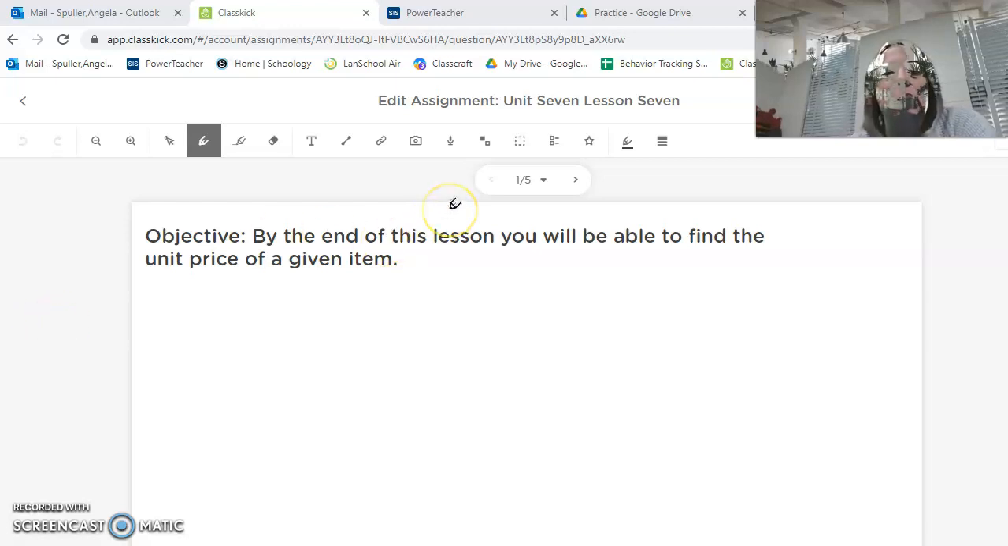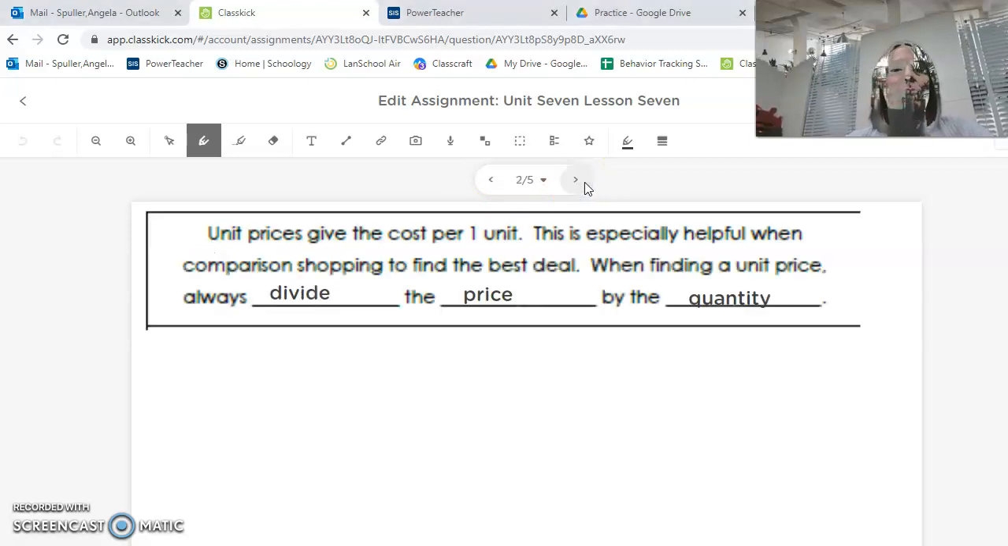By the end of this lesson, you'll be able to find the unit price for a given item. Unit prices give the cost per one unit. This is especially helpful when you're comparison shopping to find the best deal. When finding a unit price, you always divide the price by the quantity.